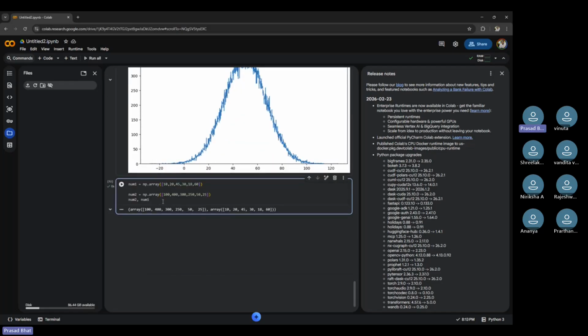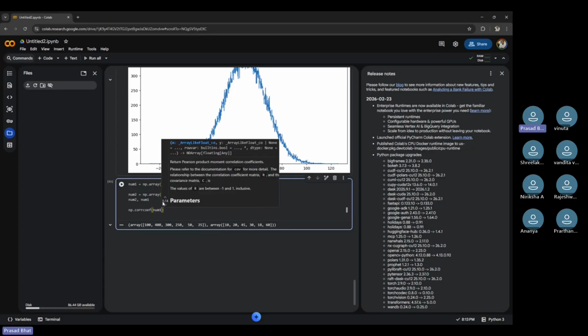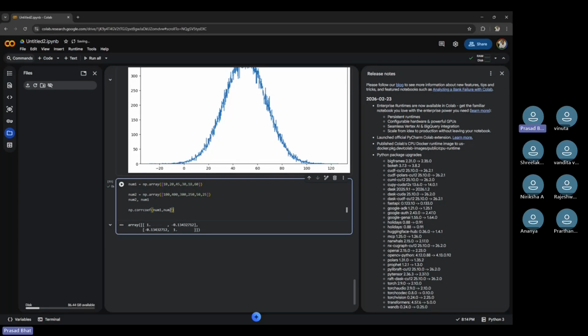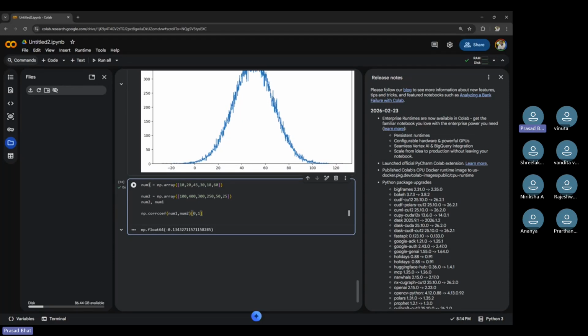Why am I doing this? It is just to find out whether these two arrays have correlation or not. To do that, you have a function in numpy: np.corrcoef between num1 and num2. It gives you a matrix. This is what we should look at, or I can simply index it out, 0 comma 1. This is the correlation that num1 and num2 actually have.